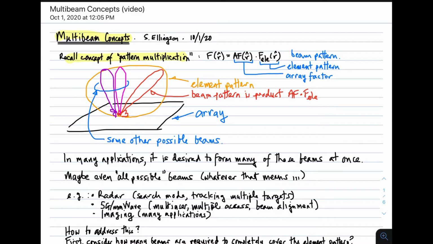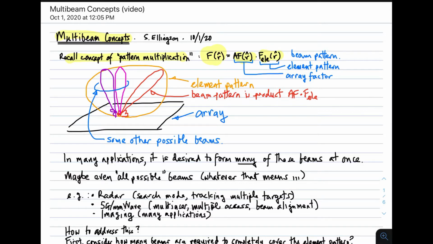And that's the idea that the pattern generated by an array, which we'll call F, is a product of two things: the element pattern, presuming those elements all have the same pattern, and the array factor, which is a description of the contribution of the element positions, that is the array geometry, on the overall pattern.